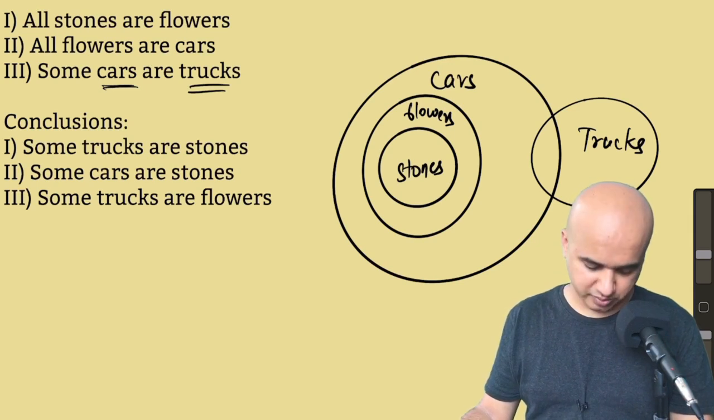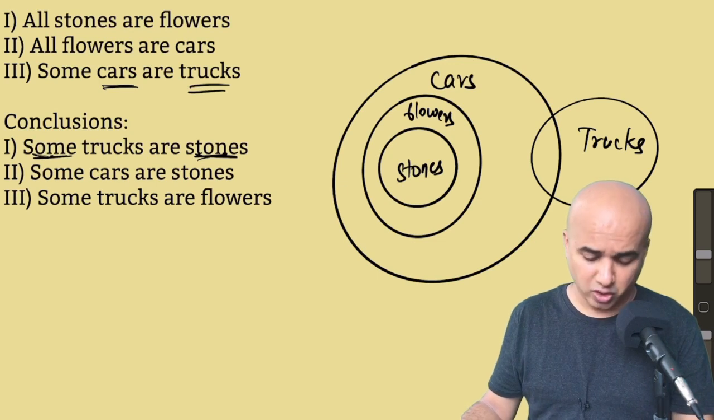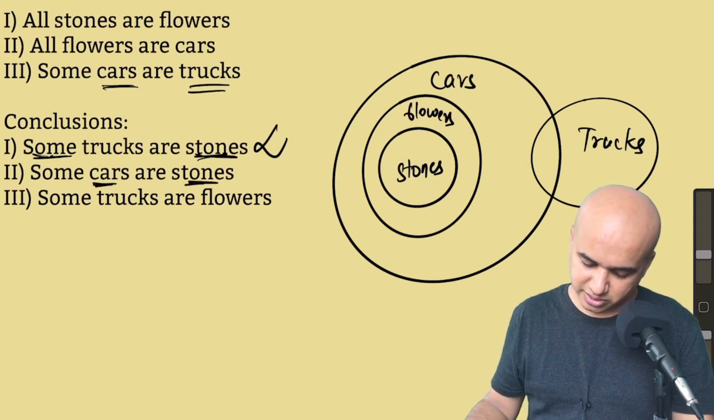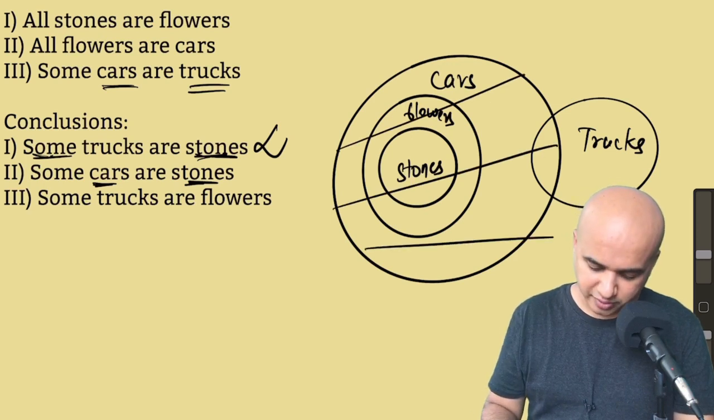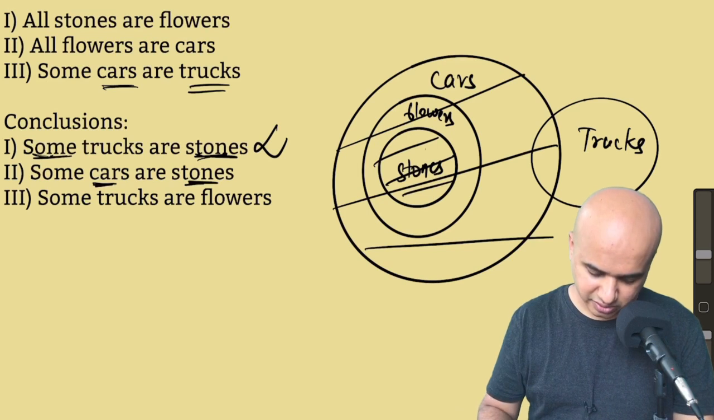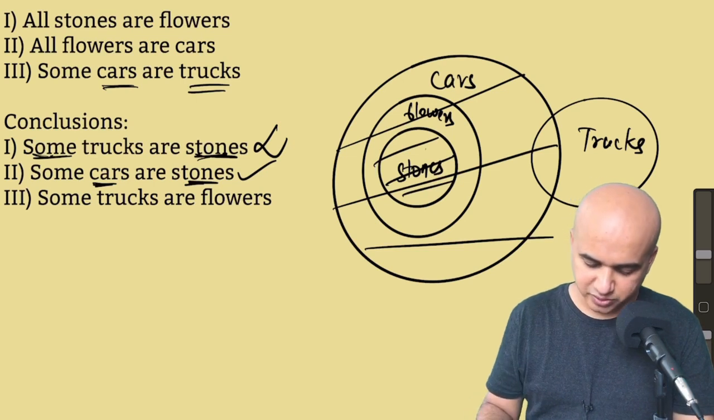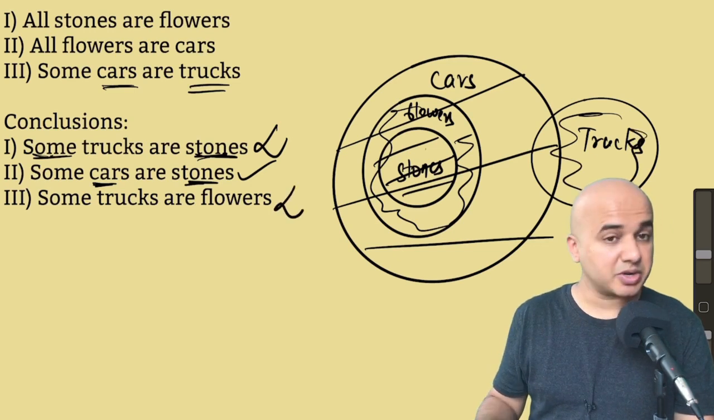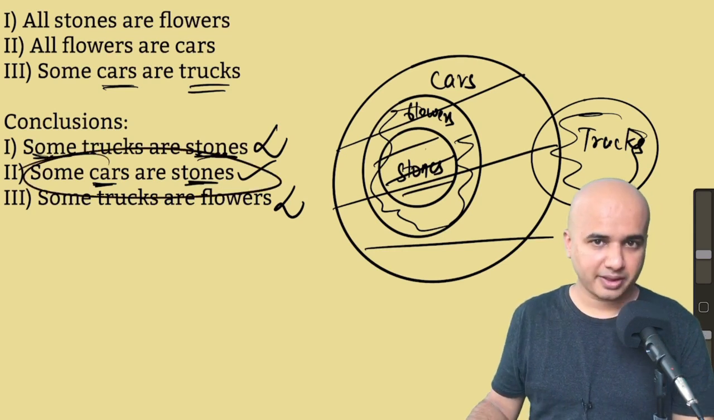Now let us look at the conclusions. The first conclusion says some trucks are stones. Is there any common element between trucks and stones? Obviously there is no common element at all. So this is not following. Some cars are stones. Of course, yes, because this is the entire car and out of that we have some stones as well. Obviously, this is true. Some trucks are flowers. Because there is no intersection between flowers, which is here, and trucks, which is here, this statement is also not true in this case. So therefore only conclusion 2 holds good.